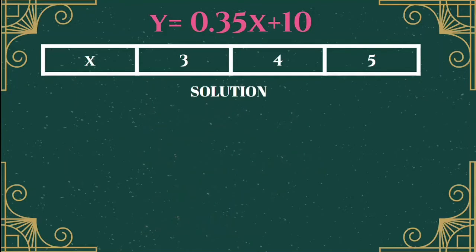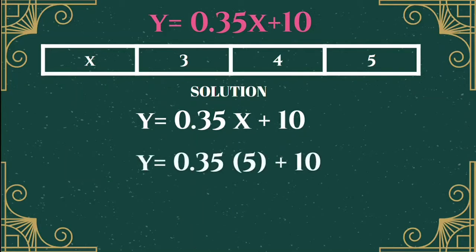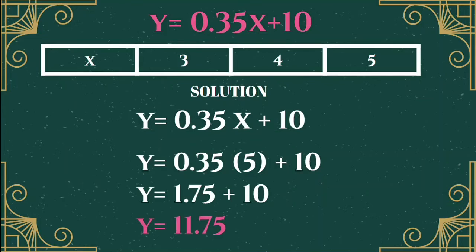Our third and final solution is y equals 0.35x plus 10. Again, let's substitute the real number 5 into the variable x. 0.35 times 5 equals 1.75, then again bring down plus 10. 1.75 plus 10 equals 11.75. So our third and final y is 11.75.